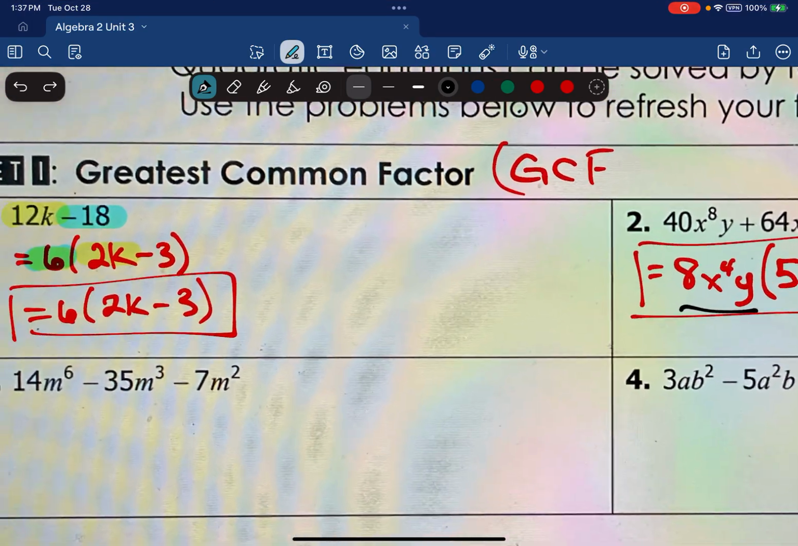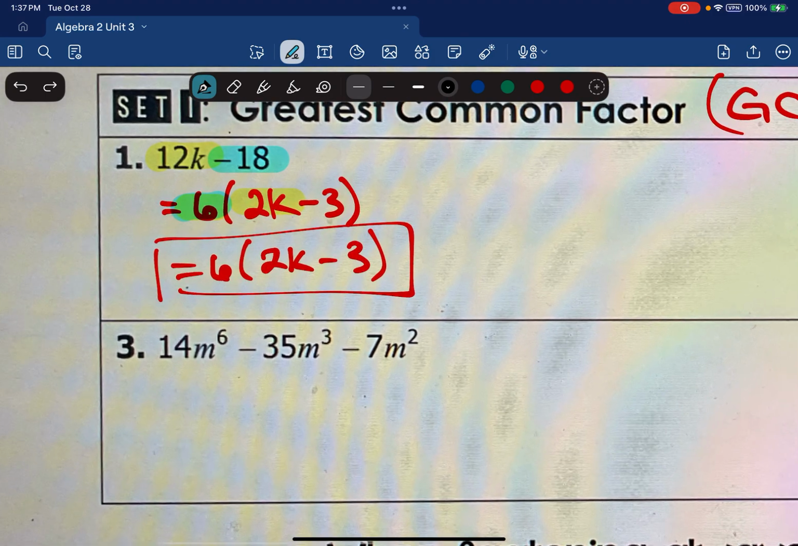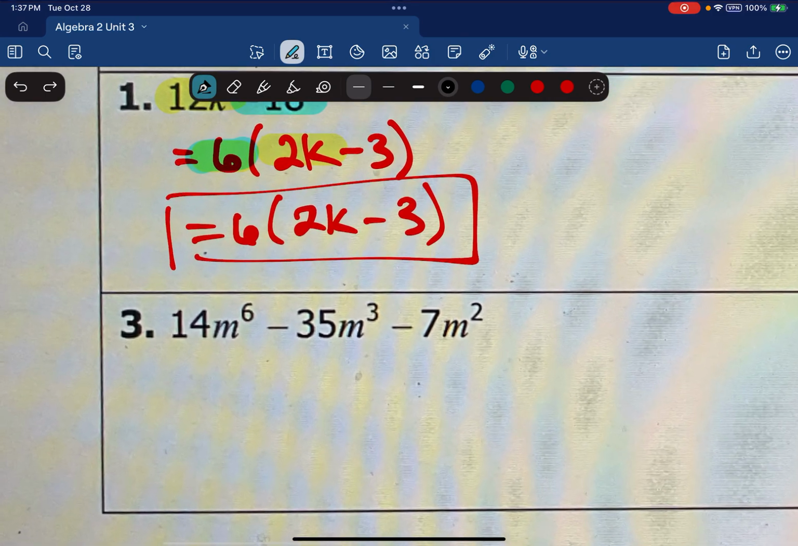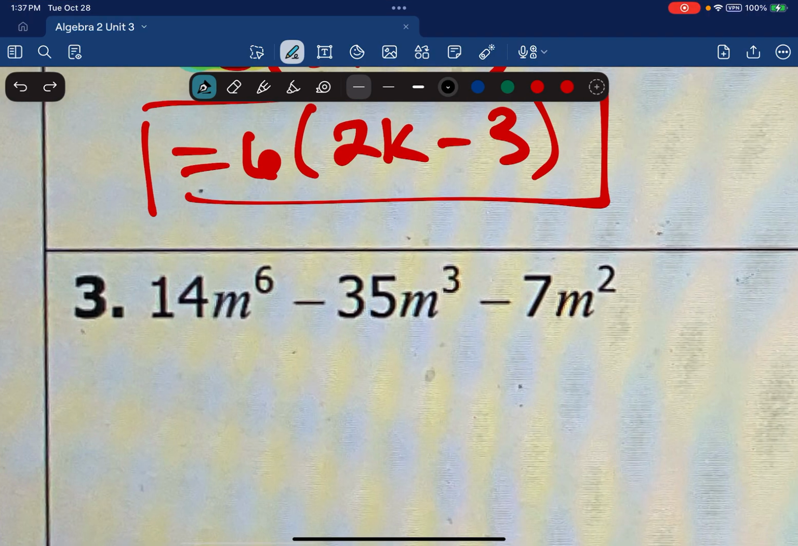Okay, moving right along. 1 and 2 only had 2 terms. 3 and 4 have 3 terms. You can factor a greatest common factor out of it, it doesn't matter how many terms you have. I could have 4 terms or 5 terms, as long as I can find a common factor. 14, 35, and negative 7, all of those have a factor of 7, so I'm going to factor out a 7. And they all have m's. The maximum number of m's I could take out is 2, because the last term has 2 m's, so that's all I can take out.